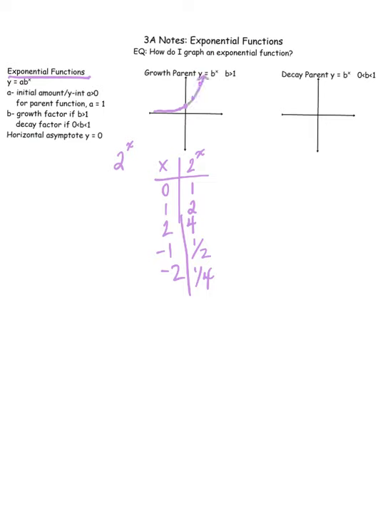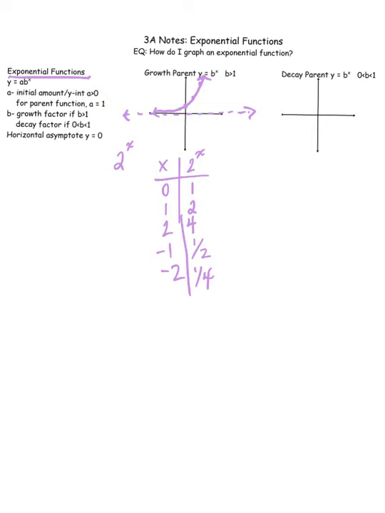I'm hoping you notice, will you ever get a value that is negative for an exponential function? No matter what kind of x value you plug in, you will never get a y value that is negative. 2 to any power you can think of will never be a negative number. So we have that horizontal asymptote, remember, the horizontal asymptote is going to be at y equals 0 here. It's going to get closer and closer and closer to 0 on the left-hand side, but it's never going to touch or cross that value.